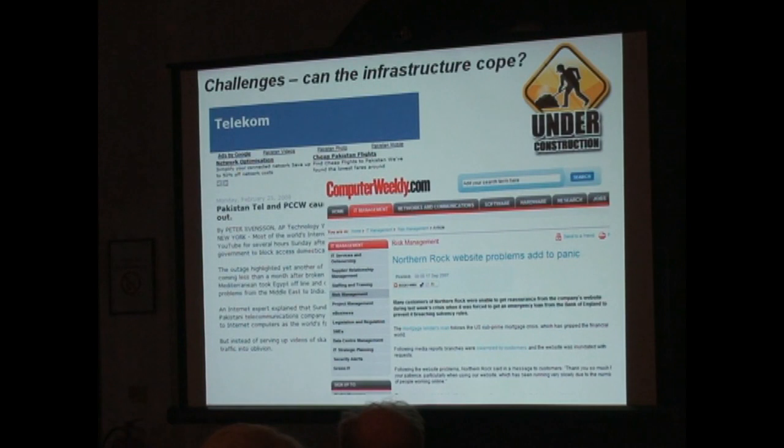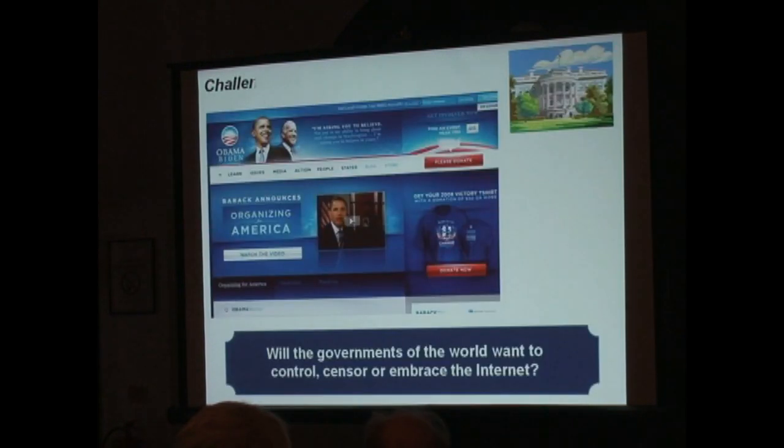You've heard the stories. When the census went online, one of the censuses, the network crashed. Too many people wanted to look at it. Northern Rock website problems add to panic. It's going to happen again towards the end of January, when you have to file your income tax returns online. You get the panics in. But it's a problem. When we live in an online society, we need an infrastructure that can cope. The old telephone networks were able to cope. We need to make sure that our digital networks of today can also cope.